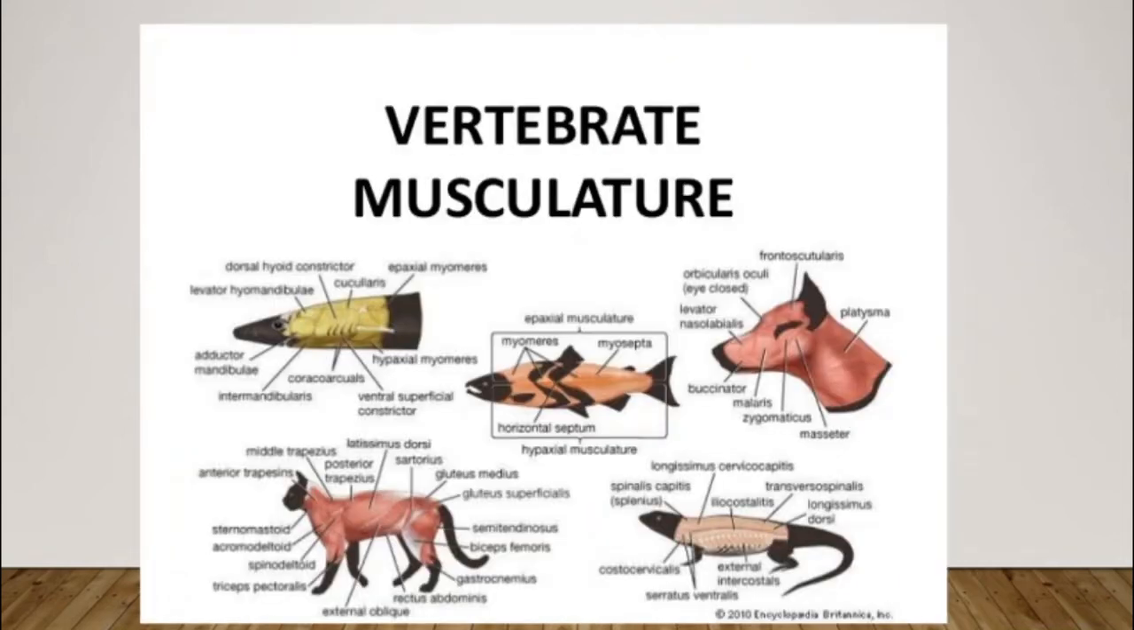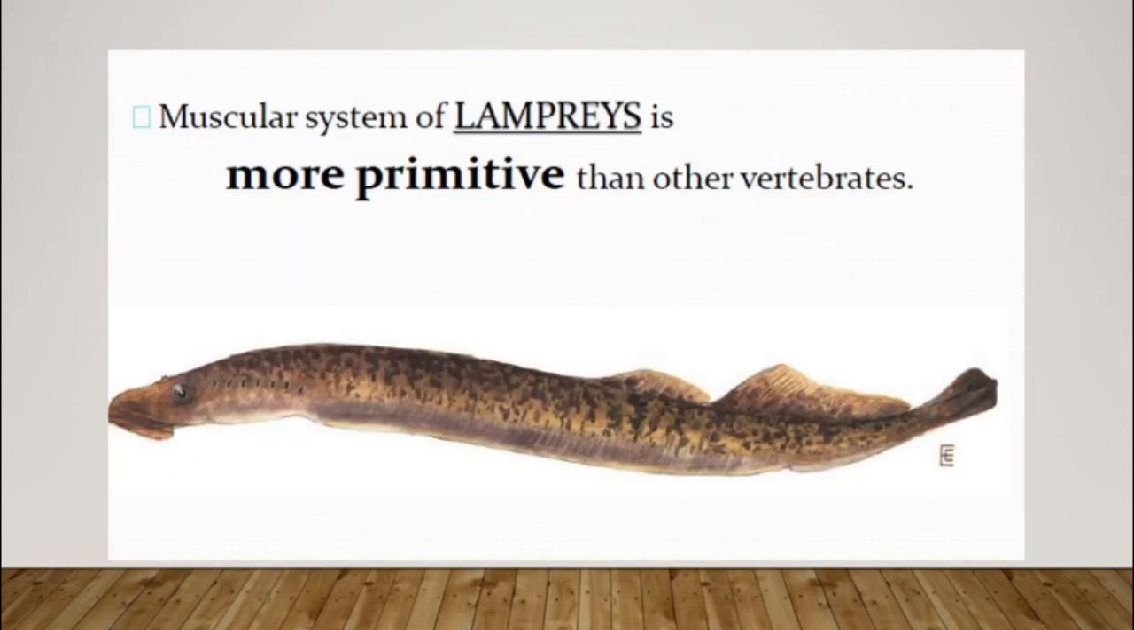So let's proceed to the vertebrate musculature. For the primitive type of vertebrate, we have the muscular system of the lampreys, which is more primitive than other vertebrates.